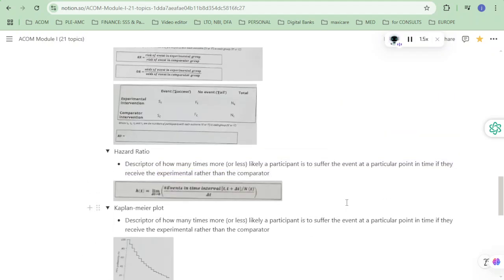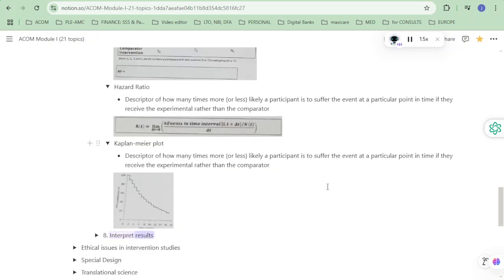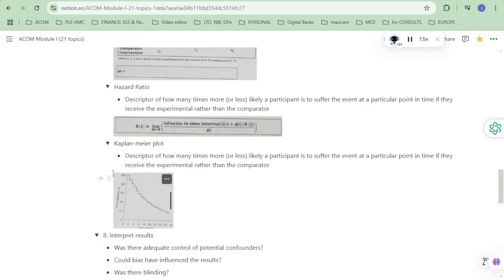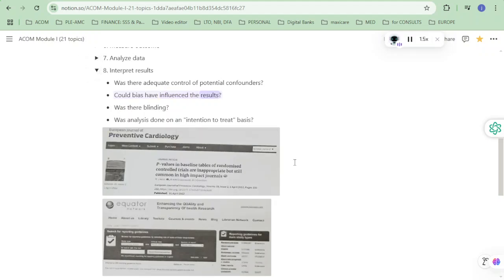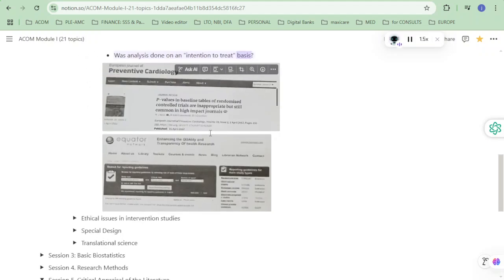8. Interpret results. Was there adequate control of potential confounders? Could bias have influenced the results? Was there blinding? Was analysis done on an intention to treat basis?